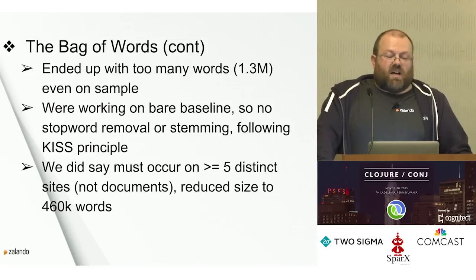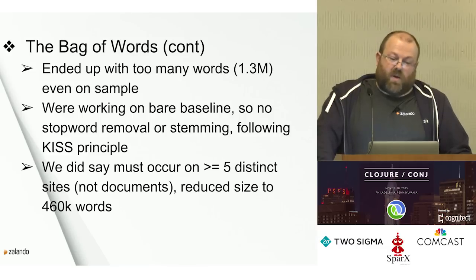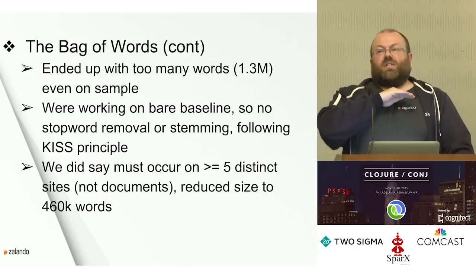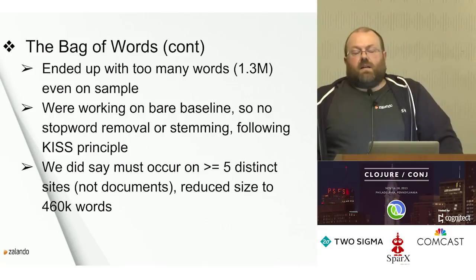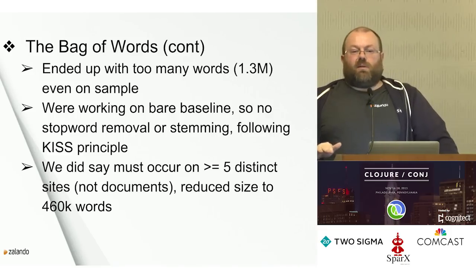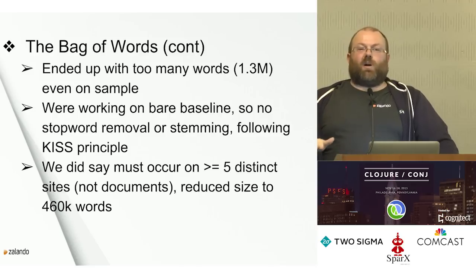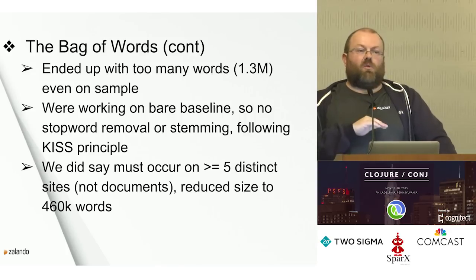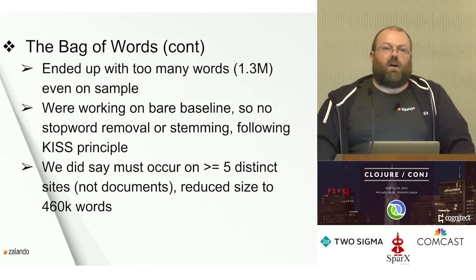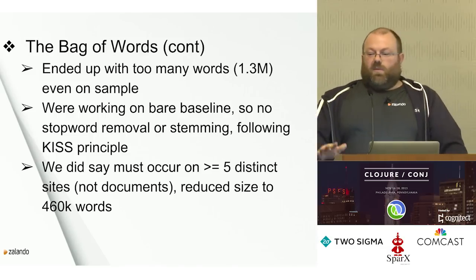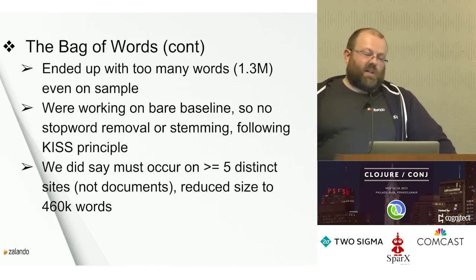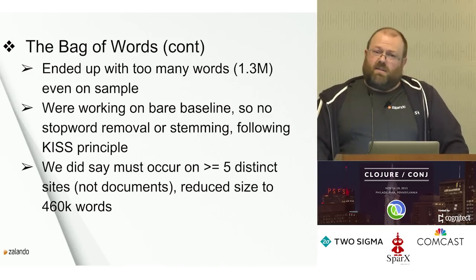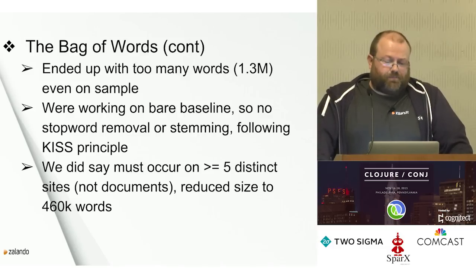So the first time we were trying to create our bag of words, we ended up with way too many words. Like even on a sample, we ended up with like 1.3 million different words. At this point, we were trying to just establish a baseline, which is the point at which you can measure everything getting better. So we intentionally wanted something pretty sucky. So we didn't do any fanciness in terms of stop word removal or stemming or other fancy things you've probably heard about. We were trying to get the worst, suckiest thing we could and go from there. Because we wanted to be scientific about it and be able to measure it and quantify it.